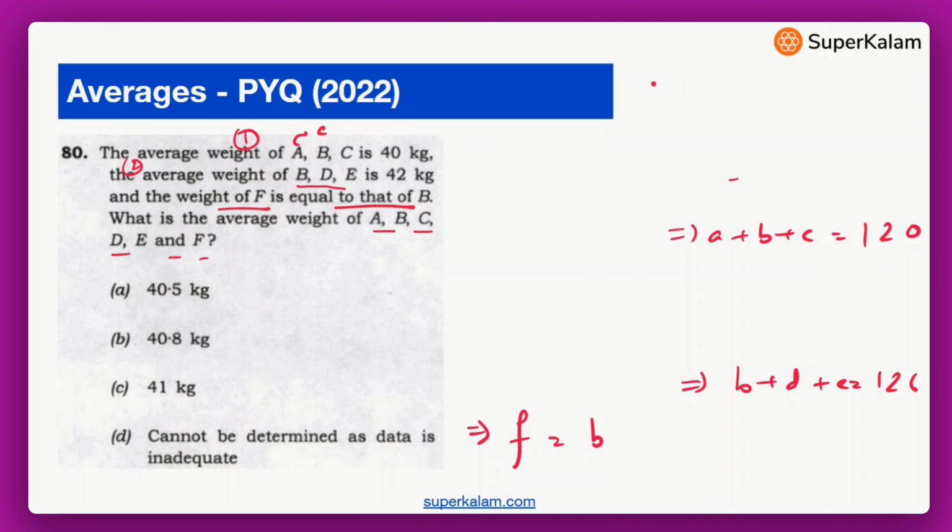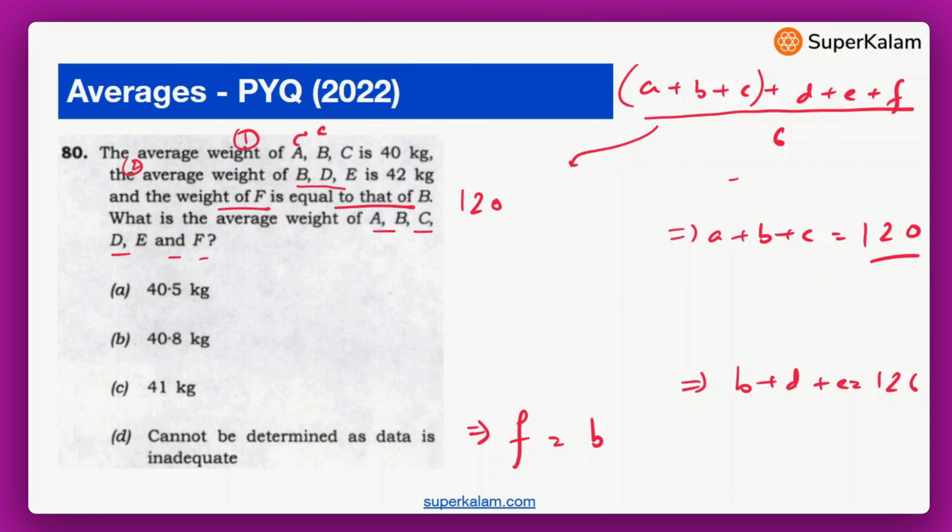The formula for calculating the average weight of A, B, C, D, E and F is A plus B plus C plus D plus E plus F, that has to be divided by 6, because now we are taking 6 quantities here. For the average weight of 6 quantities, we take the count in the denominator, so this will be 6 here. Now A plus B plus C we know, because A plus B plus C is 120 through the first statement. So the A plus B plus C part we can write as 120.